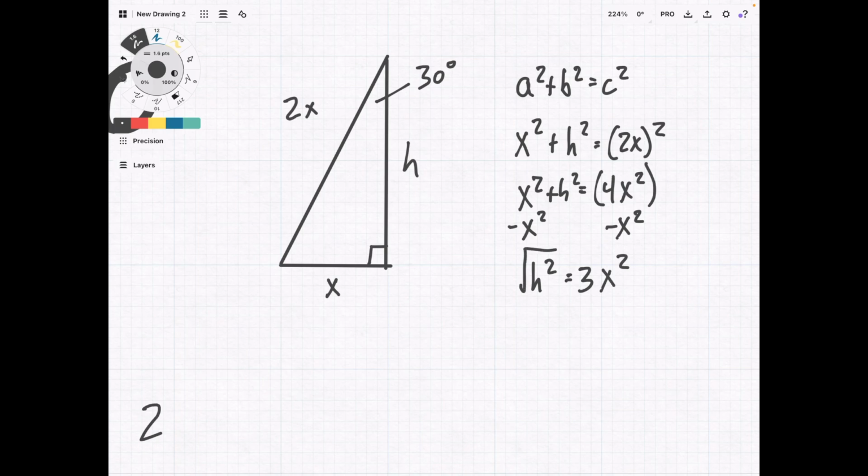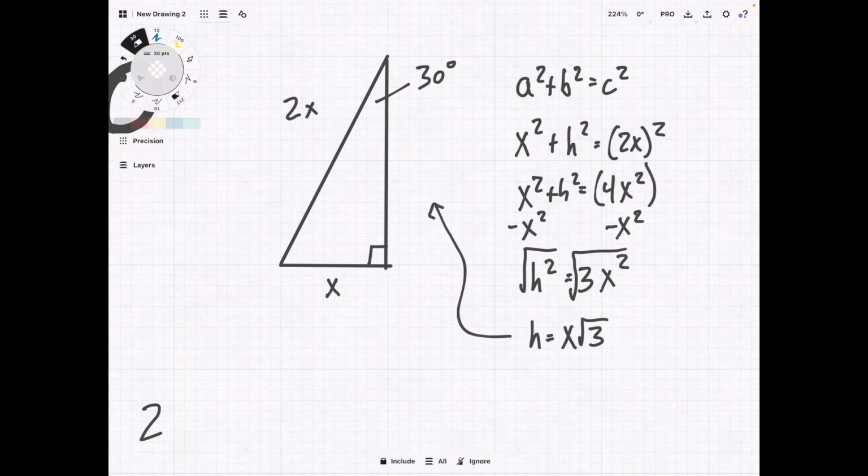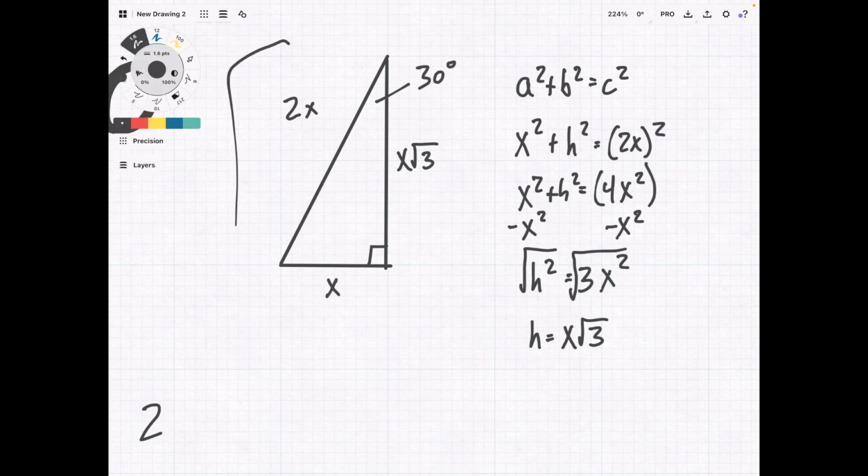Now we'll take the square root of both sides. h is going to equal x times the square root of 3. So let's plug that in. And now we have derived the 30, 60, 90 triangle, and we can see where all those side lengths come from.